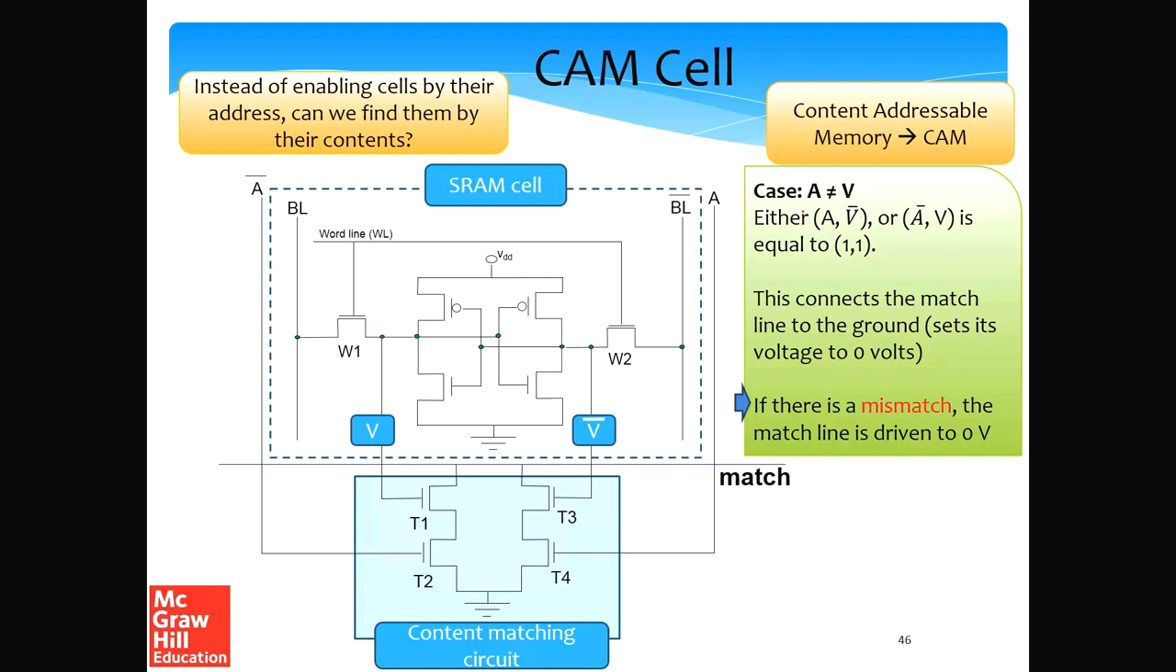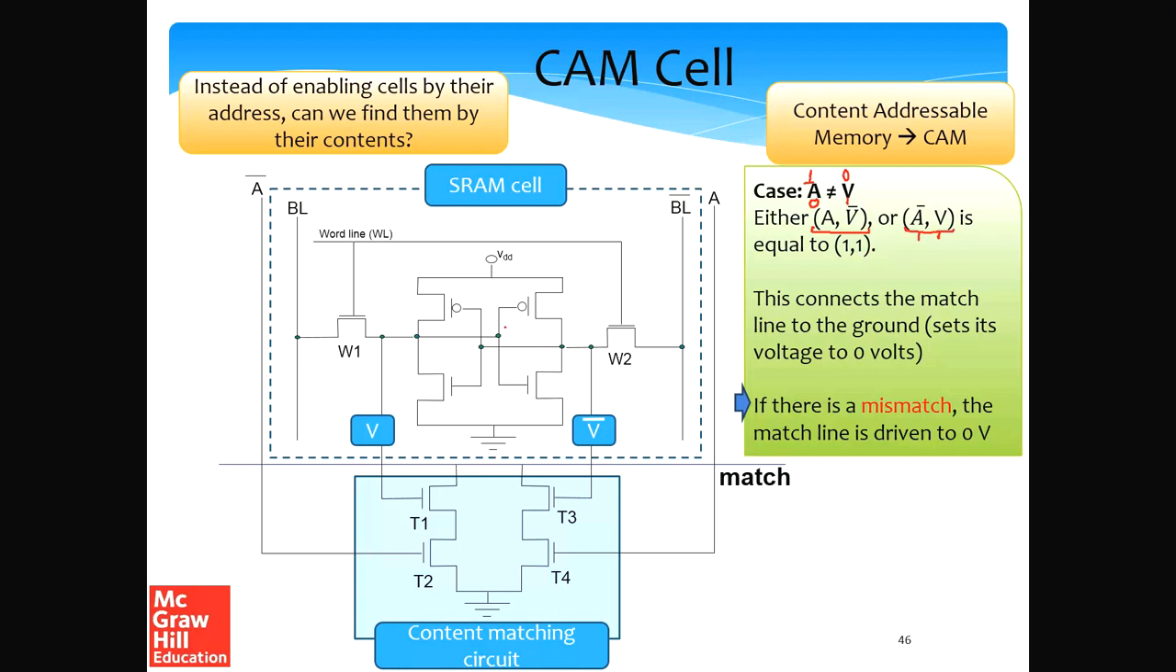So let's see why. So let's assume A is 1 and V is 0. So in this case, A is 1 and V complement is 1. So this pair is equal to 1 and 1. Assume that A is 0 and V is 1. So in this case, A bar is 1 and V is 1. So basically, irrespective of the value of A, one of the pairs, A, V complement or A complement and V, is equal to 1 comma 1.